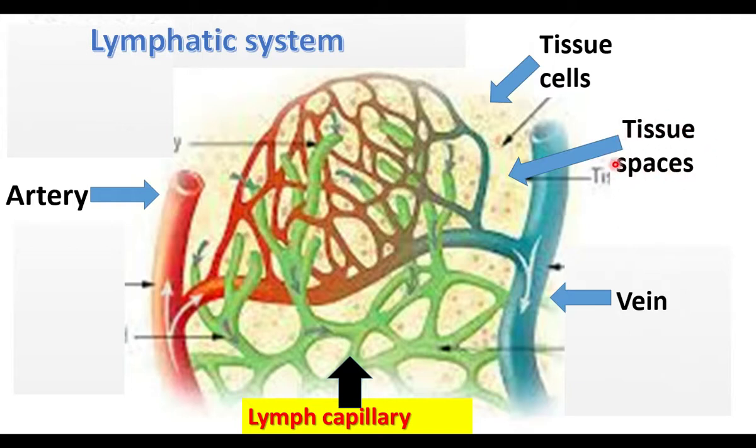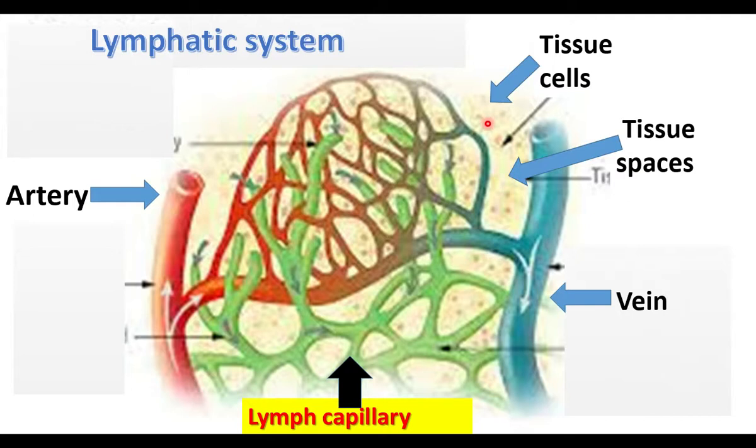What is tissue space? Tissue has cells, and in between tissue cells, tissue space is present. In the tissue space, plasma, WBCs, and nutrients coming out of blood capillaries stay. This is lymph. Lymph is a colorless fluid that stays in the tissue space.